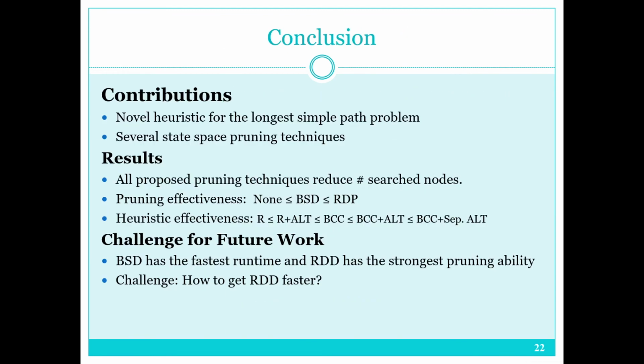And now for the conclusion, we offered new heuristics for the longest simple path problem and search space pruning techniques. We showed that our techniques reduce the number of search nodes. We also showed the effectiveness of the heuristics and the pruning methods. As for future work, we showed that BSD is faster than RDD, but RDD has the strongest pruning ability. So how can we make RDD run faster?